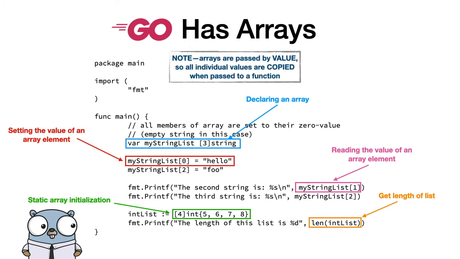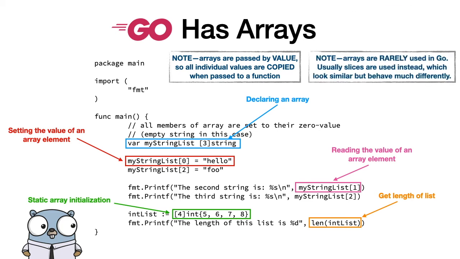Note that arrays are always passed by value. So if I were to pass an array from one function to another, that would literally copy the entire contents of the array. And as I mentioned, arrays are rarely used in Go. Usually we use slices. They look similar, but they actually act a lot different.